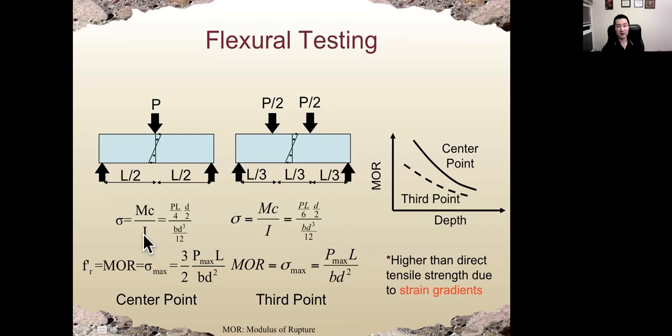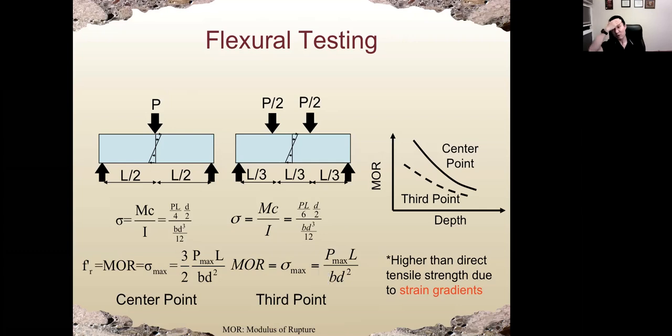We learned that from CE370. For a rectangular shape, the moment of inertia is this, where b is the width and d is the depth of the cross section. Based on these equations, we can calculate the stress level at any point in the beam. And the modulus of rupture is the maximum stress level, calculated based on the load P and also the dimensions of the beam.